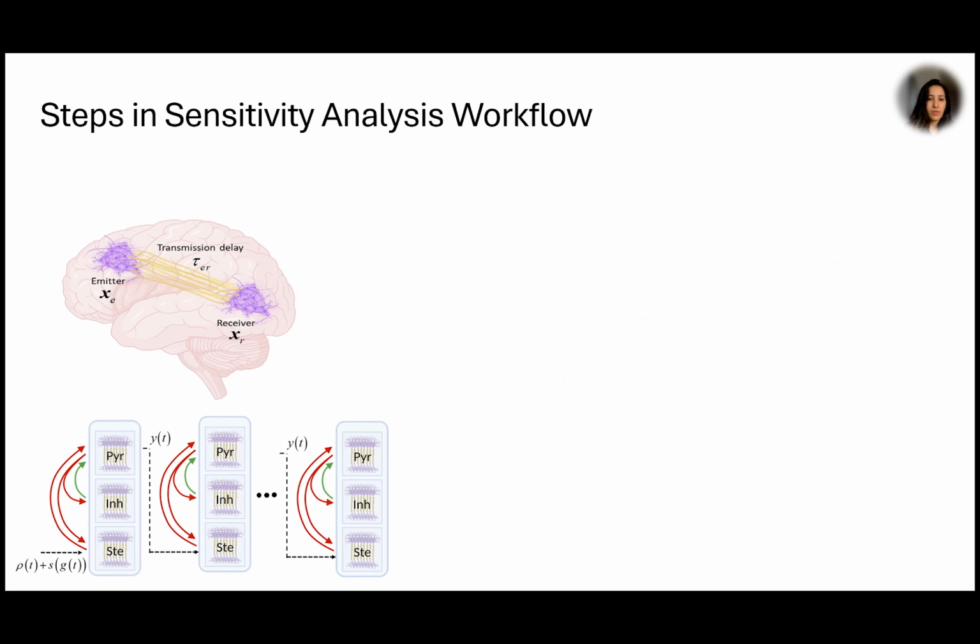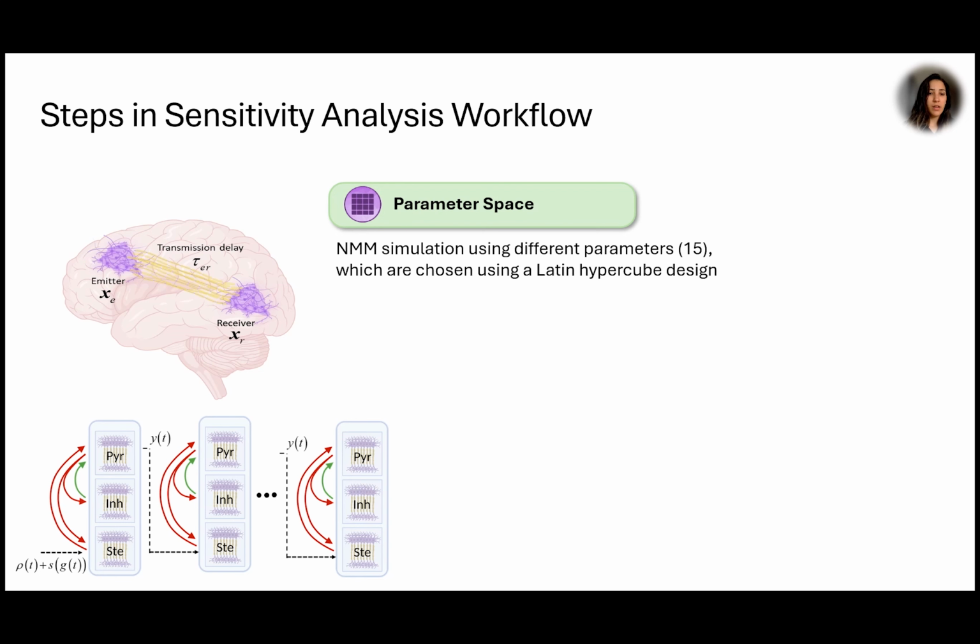Since the neural mass model has a higher variability, we decided to make a sensitivity analysis of the larger formulation of the Jansen and Rit neural mass model. And for that, we make a parameter space. To do this, the neural mass model is simulated a large number of times using different parameters, which are chosen using a Latin hypercube design.